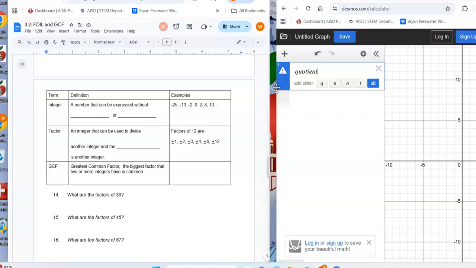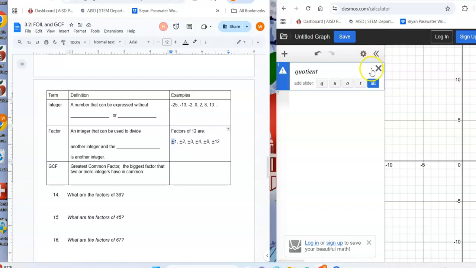So, for example, the factors of 12 are positive and negative 1. This means positive 1 and negative 1 are both factors of 12. So it's 2, 3, 4, 6, and 12. Because these are all numbers, you can do 12 divided by any of these numbers, and you get another integer. Like 12 divided by 4 is 3, and so on.